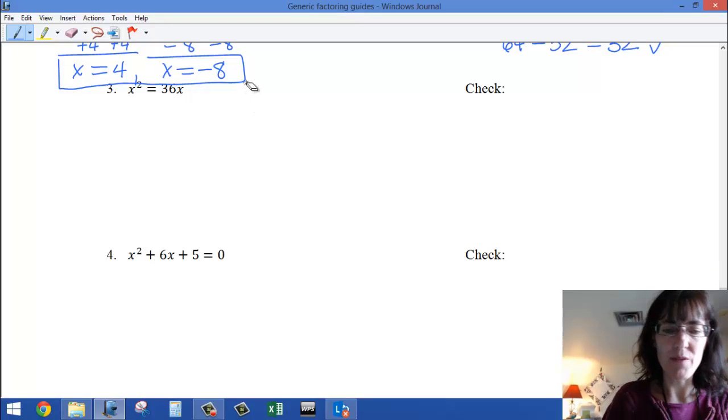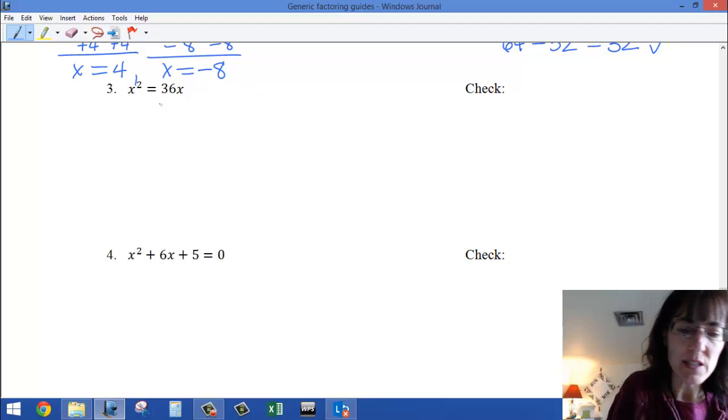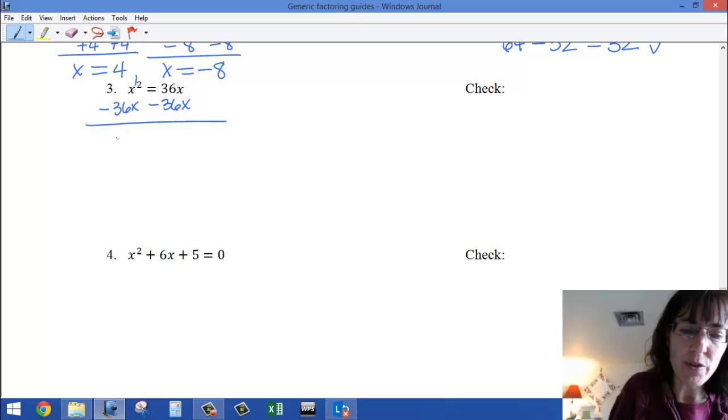Number 3, if we can see it, x squared equals 36x. First thing, I want to get it set to 0. So I'll subtract that term on the right from both sides. So I have x squared minus 36x equals 0.